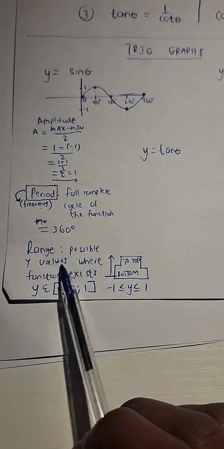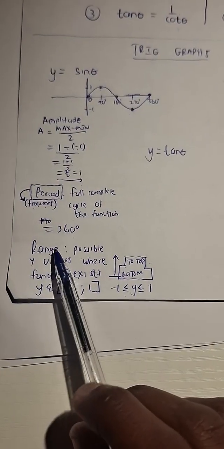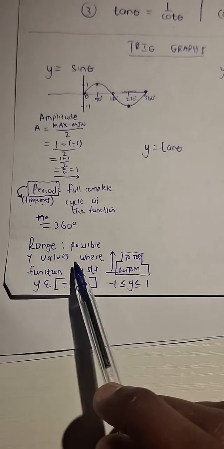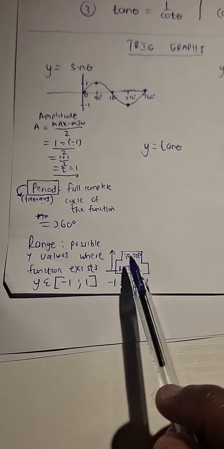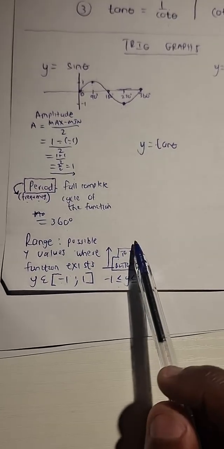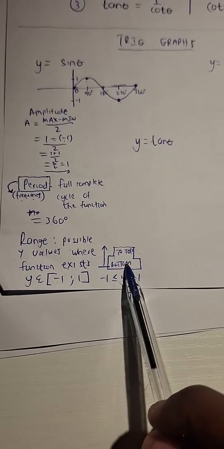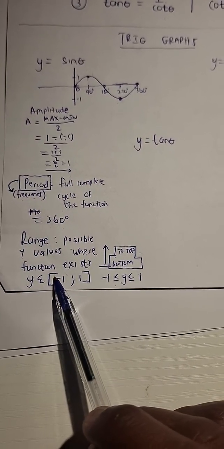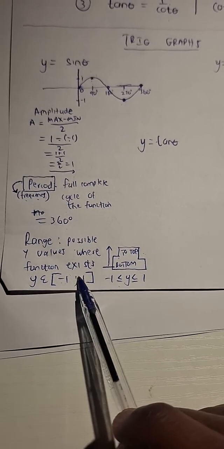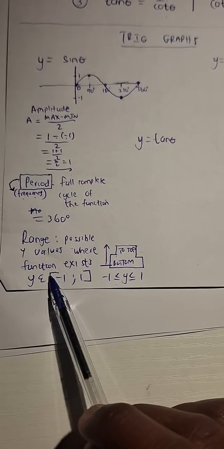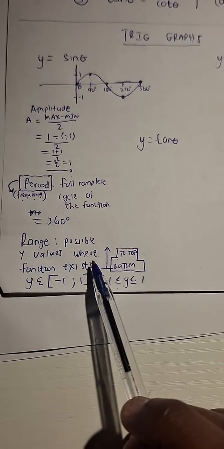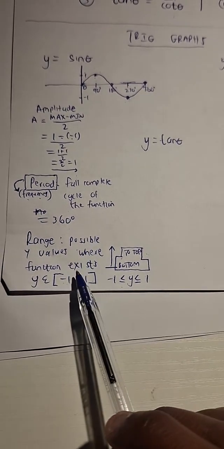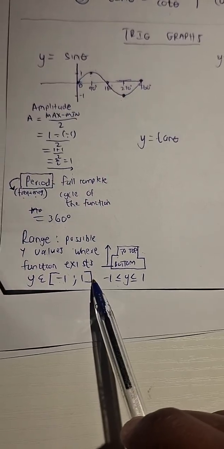You use the lowest number first, because as I explained, the range is the possible y values where the function exists from the bottom to the top. Why from the bottom? Because we start from the lowest number, and then we want to see from the lowest number to where does the function exist. We do not say from the top number to the bottom. We say from the bottom number to the top.